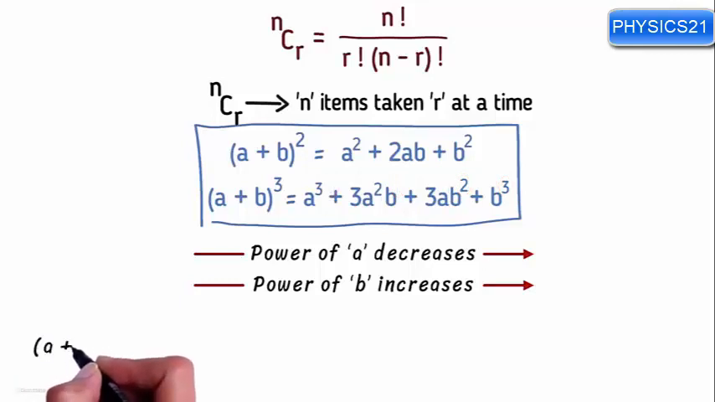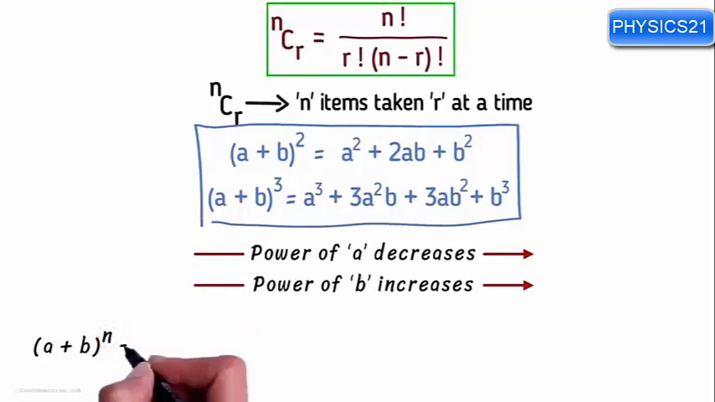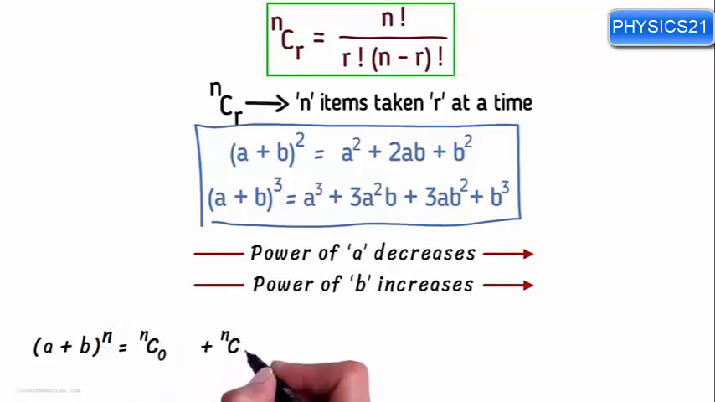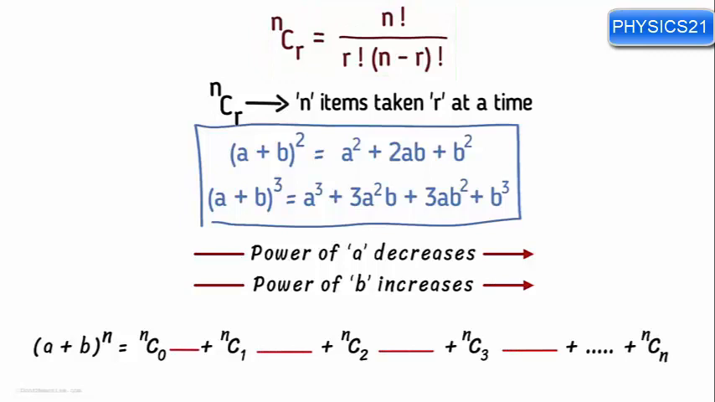Consider a plus b raised to n, where n is any positive integer. First, let's write the binomial coefficients given by the formula of combinations. So we have nC0, nC1, nC2 and so on up to nCn. We've left gaps here because the terms are not complete yet. We can complete the terms now.